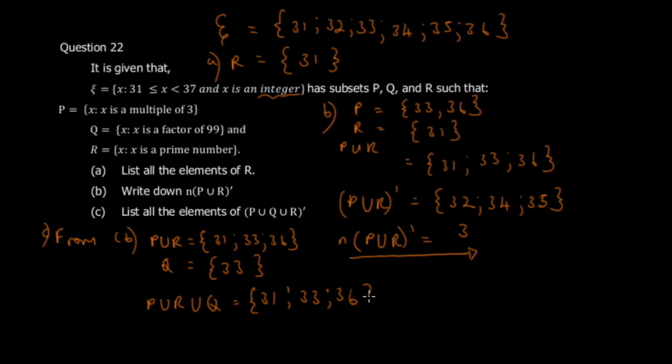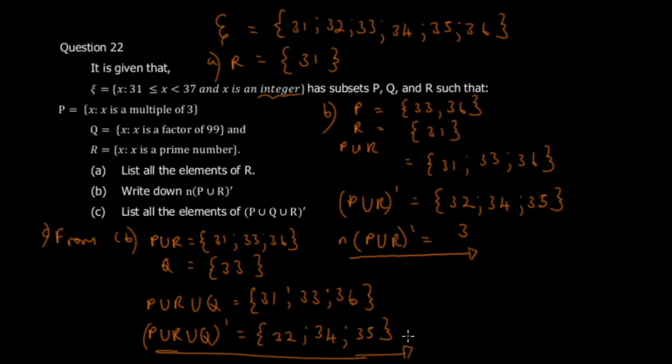And 36 like this. But you want the complement. So you want P union R union Q complement. Okay. Complement means you have to compare with the universal set and take the elements that are missing. So we'd have the same situation as previously: 32, 34, and 35. Okay, so this is it, and this would be your answer.